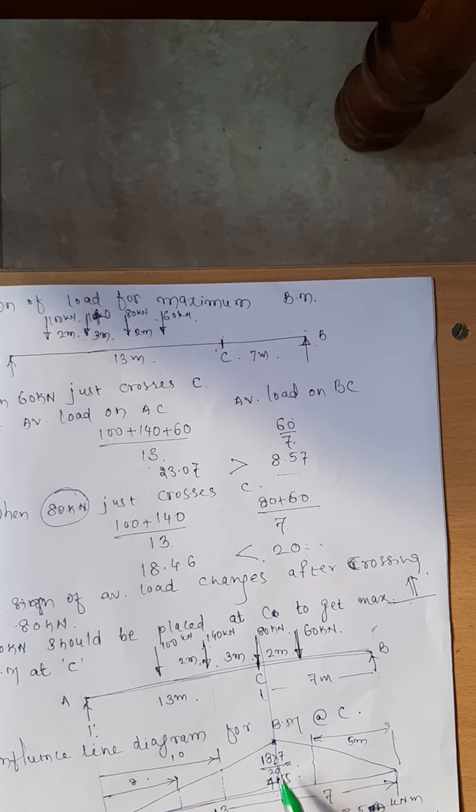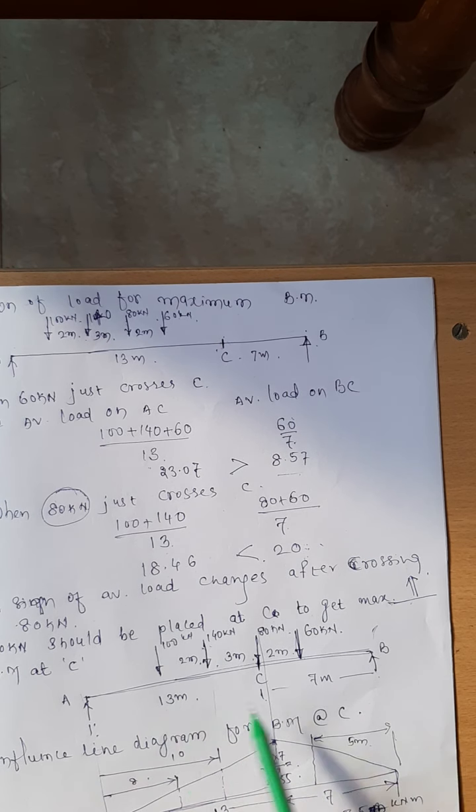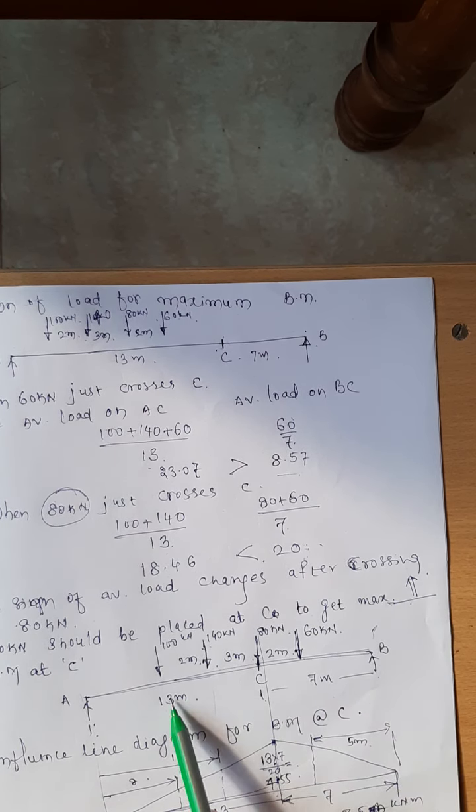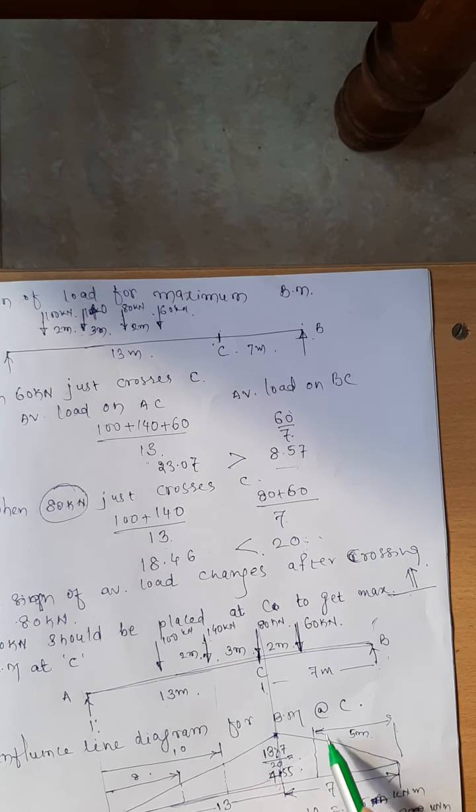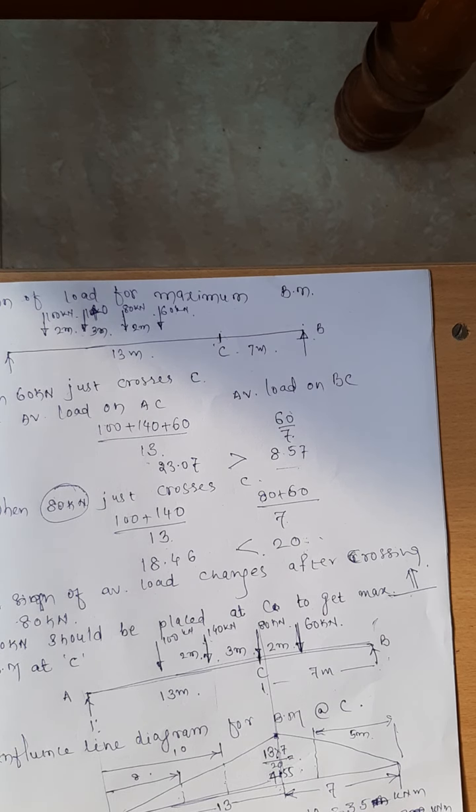What is this particular number? How we are calculating it? 13 into 7 divided by 20, that is a b by L. Yes, it comes out to be 4.55. Once this number is 4.55, you need to calculate what are these numbers. How you are getting this number? It is nothing but 4.55 divided by the total distance, 7, multiplied by this distance.